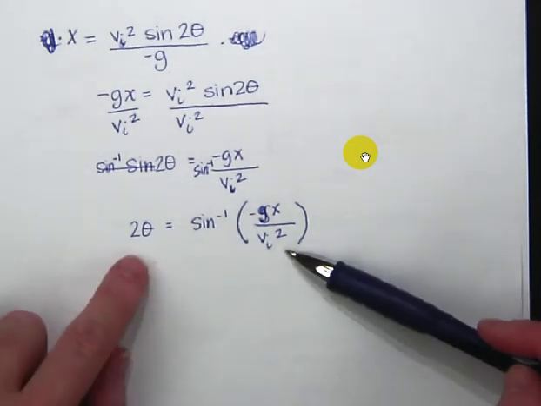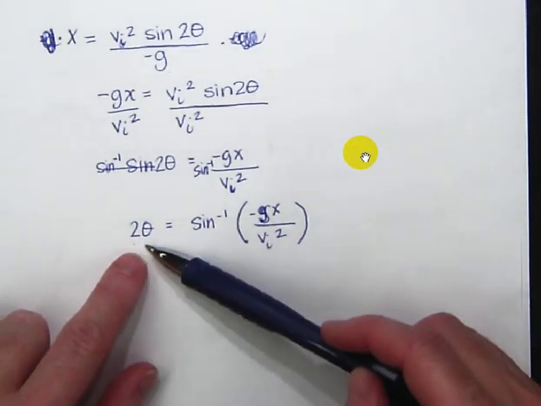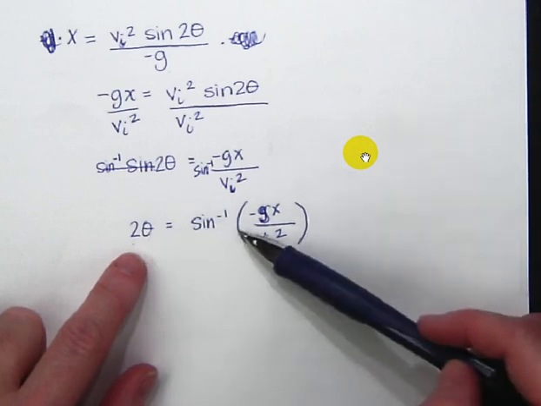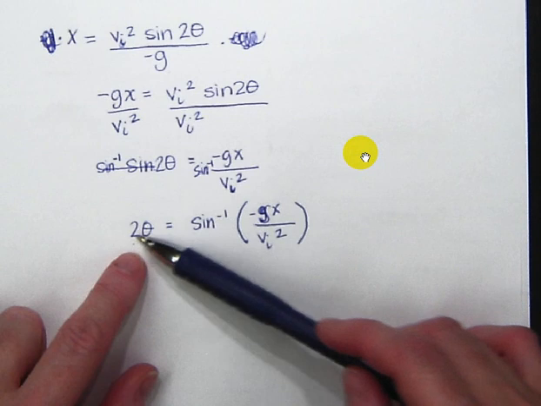Keep in mind on this one that when you solve this, you get twice the angle, and if you want to get your final answer, then you're going to have to divide both sides by 2 to get just one angle instead of 2 angles.